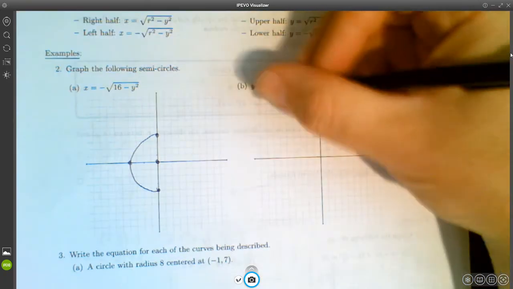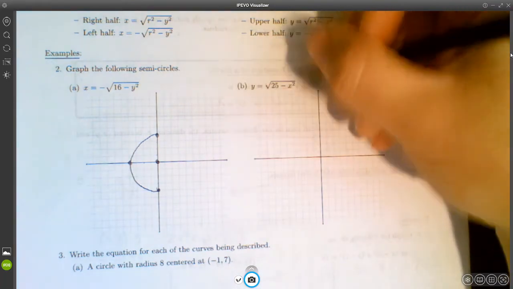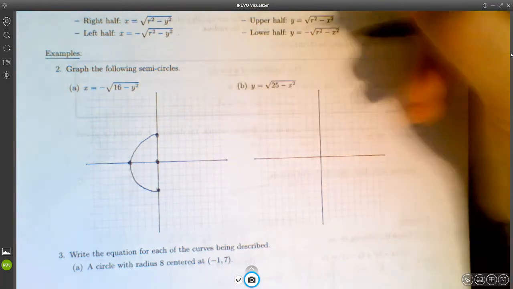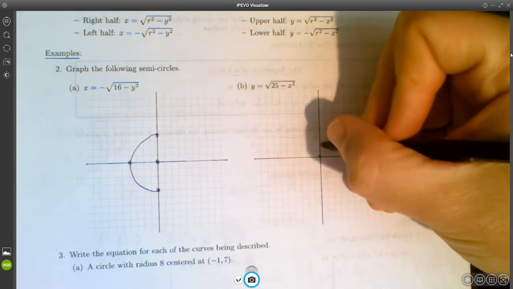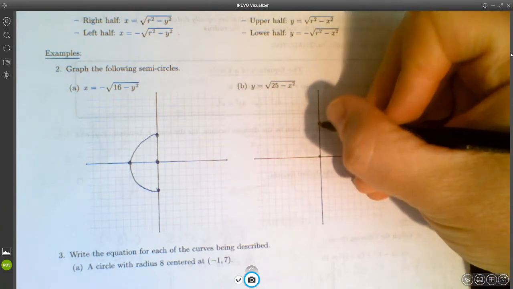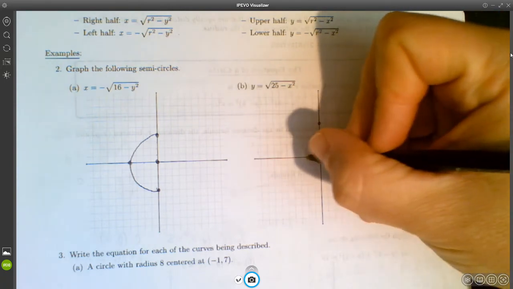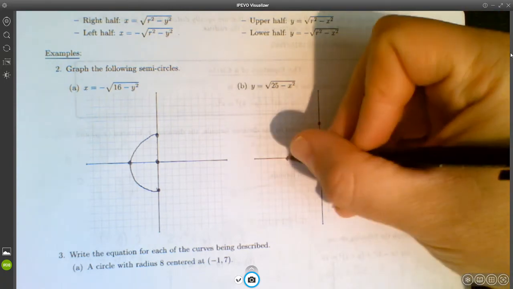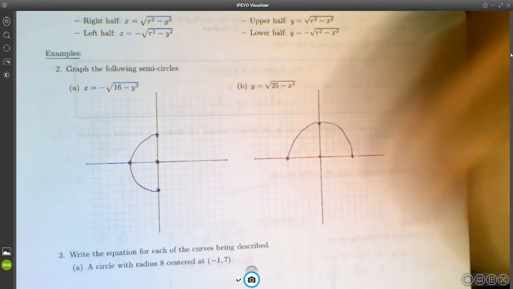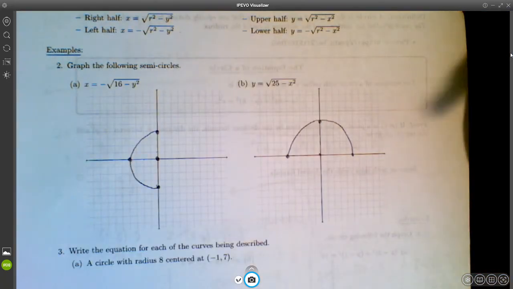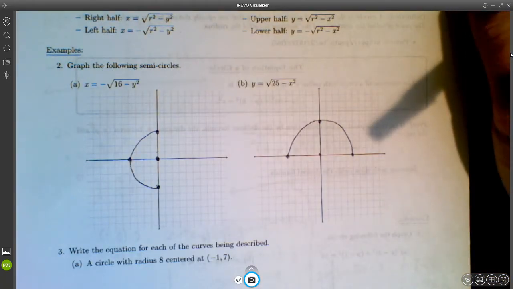Okay, this one would be the upper half of the circle centered at 0, 0 with radius 5. So 1, 2, 3, 4, 5 in each direction gives us the upper half of our circle. Okay, so that's what those would look like.